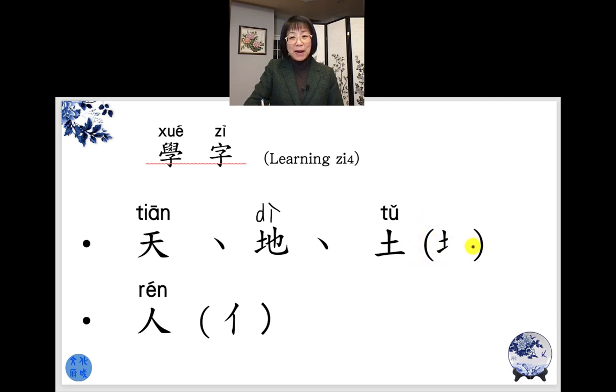The ones in the brackets are the radicals of these two characters. This is the left radical of tu, and usually it stays at the left of the character. And this is the left radical of ren. Usually it stays at the left of a left-to-right composition character.